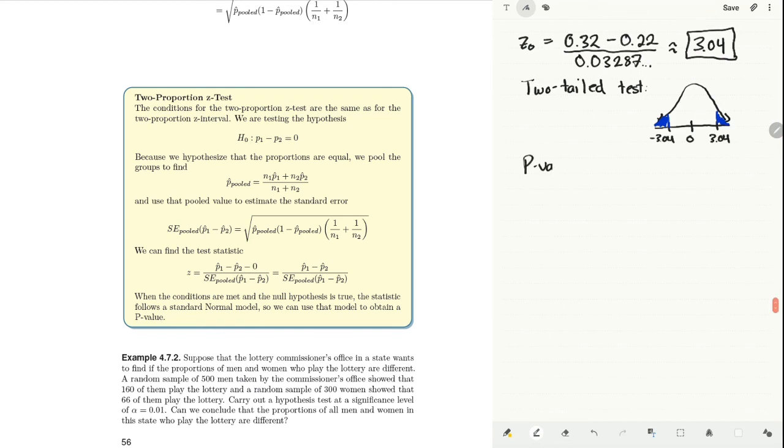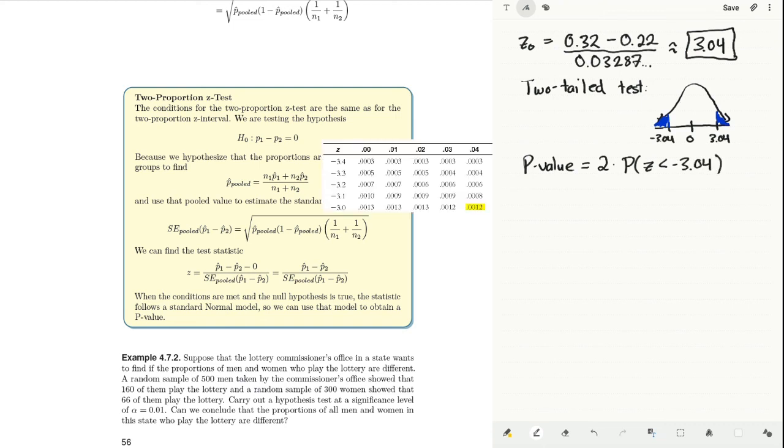And so the p-value, because of symmetry, we can calculate the area of one tail and then multiply it by 2. So it's going to be twice the area to the left of negative 3.04. So looking up negative 3.04 in our Z table, we find that the area to the left is 0.0012. And then doubling this, we find that the p-value is 0.0024.